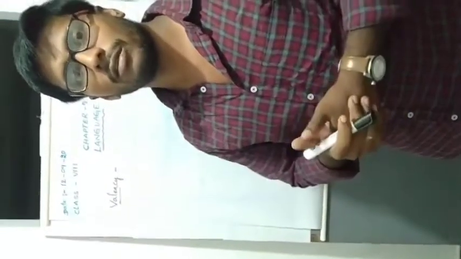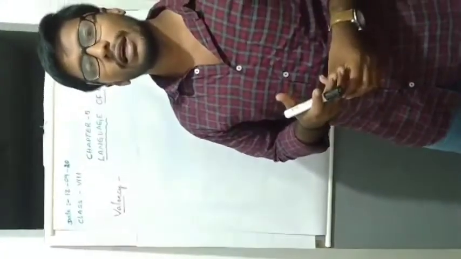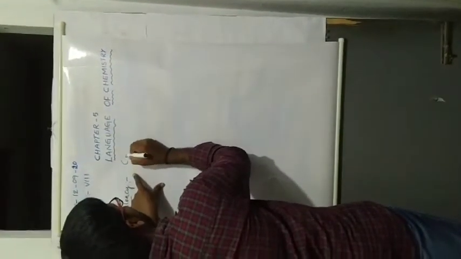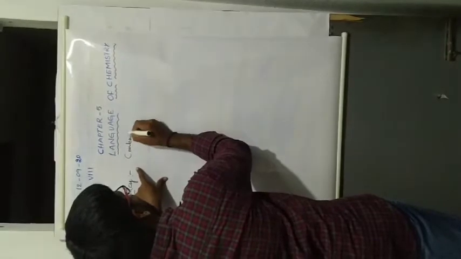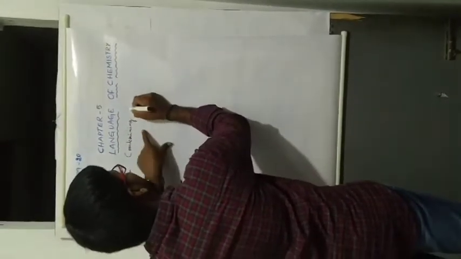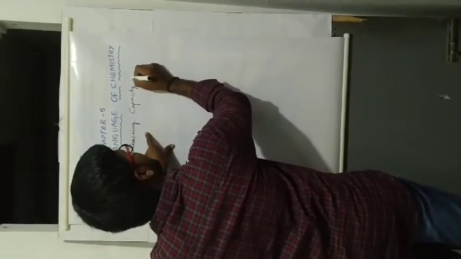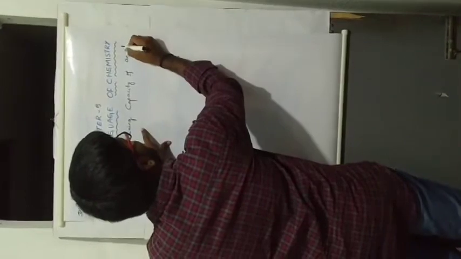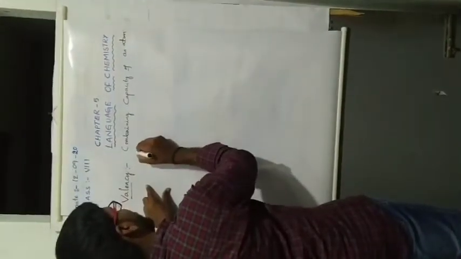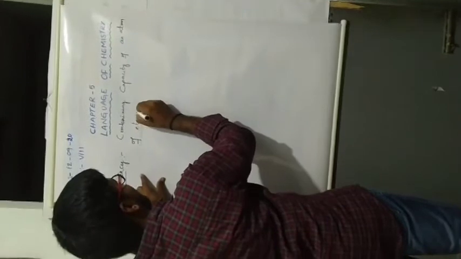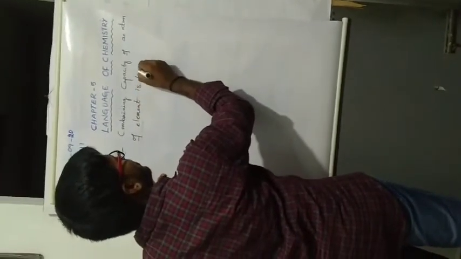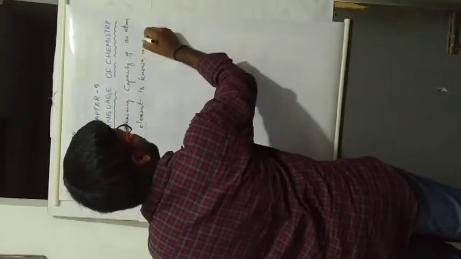Valency. Before discussing the topic, let us recall what valency is. Valency means the combining capacity of an atom of the element. Combining capacity of an atom of an element is known as valency.